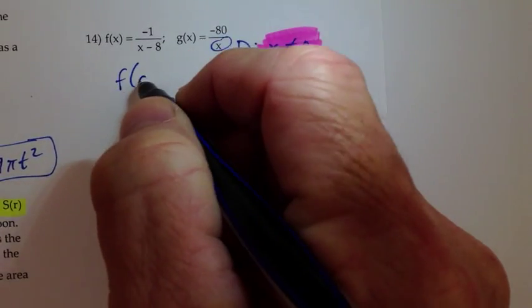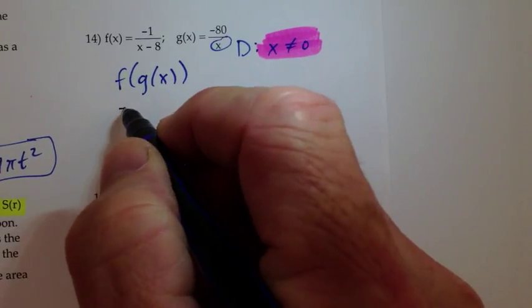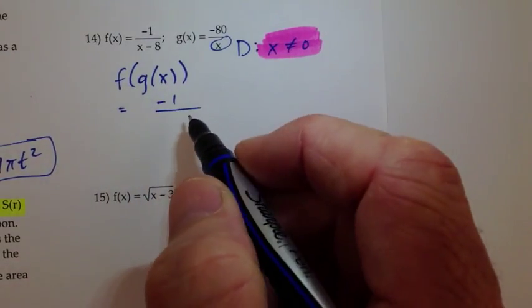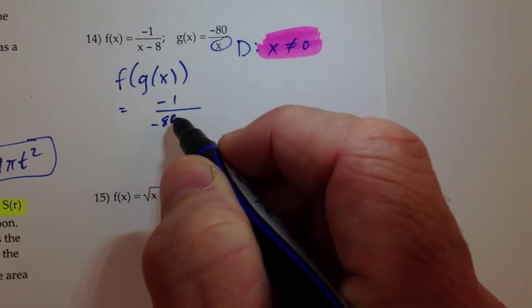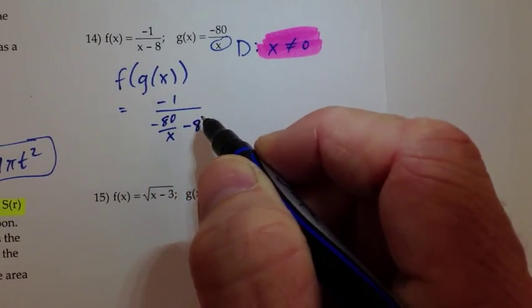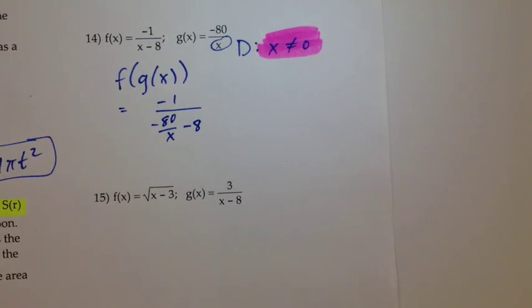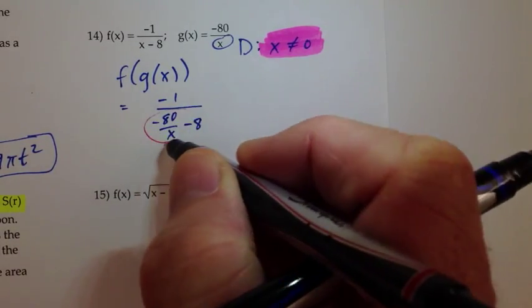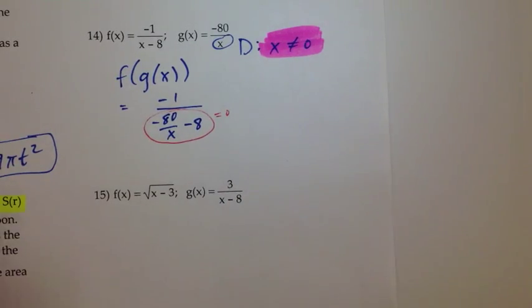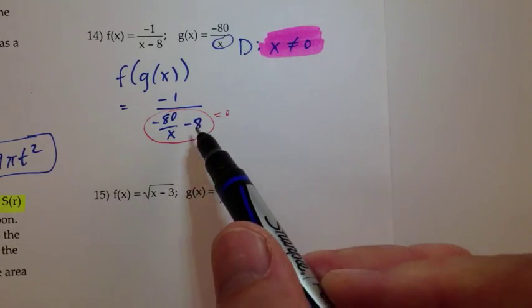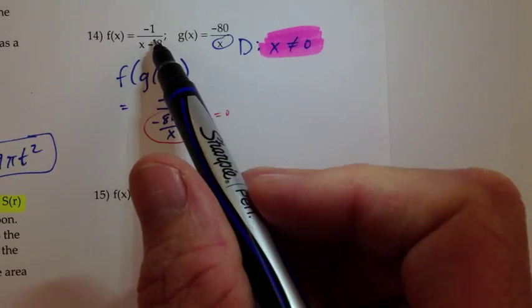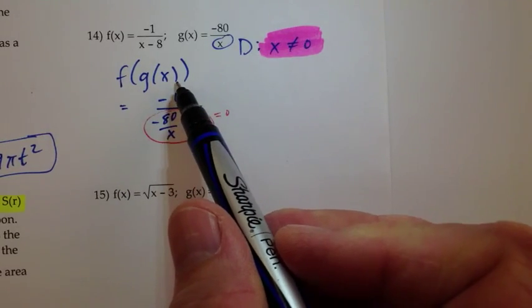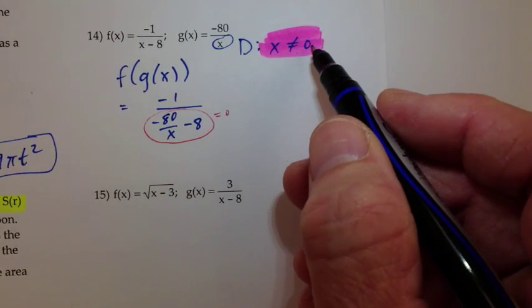Again, f of g of x is equal to -1 over our g of x, which is -80 over x minus 8. You don't have to simplify this entire fraction now. All you have to worry about is setting this denominator equal to 0. When you set that equal to 0, you find any other restrictions that might be placed on the real numbers that we want to use for our composite function f of g of x. We already know that we can't put 0 in.